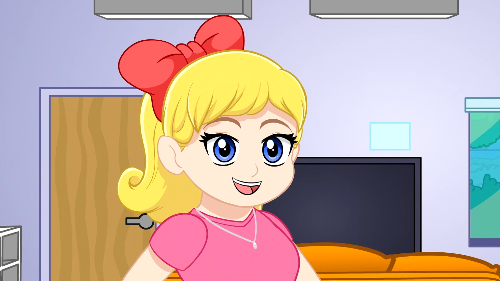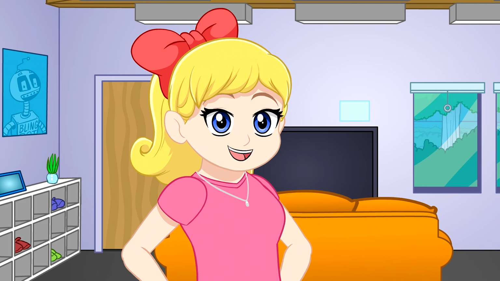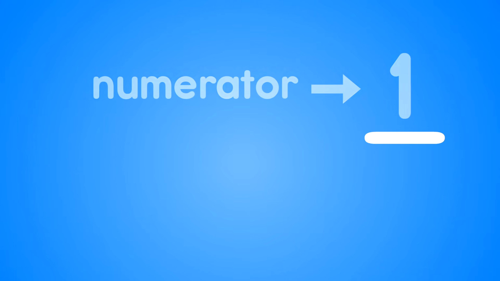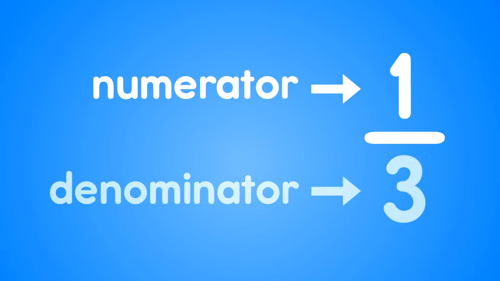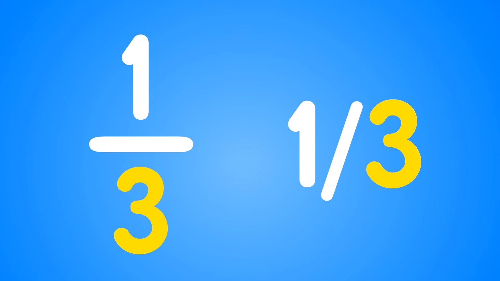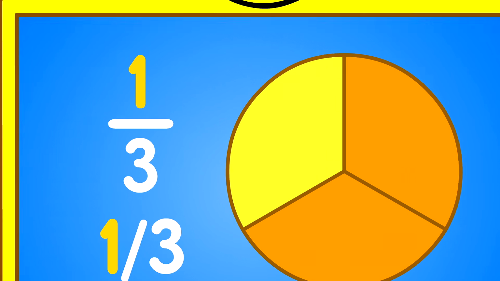Hi, I'm Francis. And I know a lot about fractions. A fraction is a way of writing the part or parts of a thing or set. All fractions have a numerator and a denominator. The denominator is the number written under the bar or after the slanted line. The denominator tells you how many equal parts the thing or set is divided into. The numerator is the number written on top of the bar or before the slanted line. The numerator tells you the number of parts you are observing.